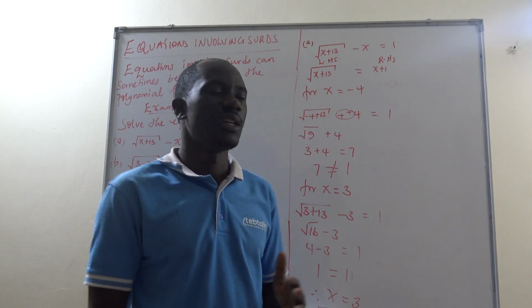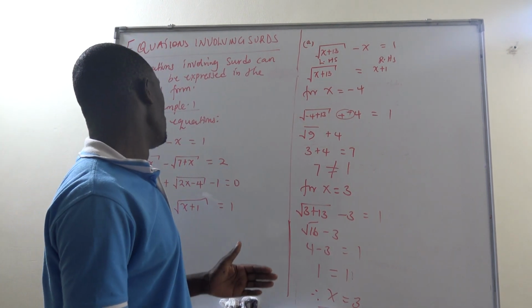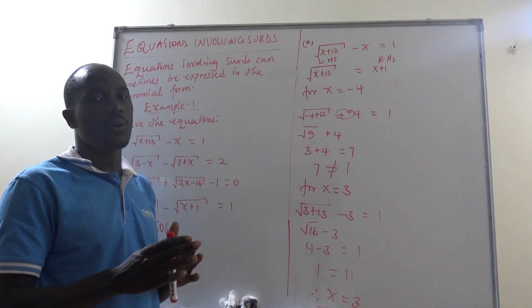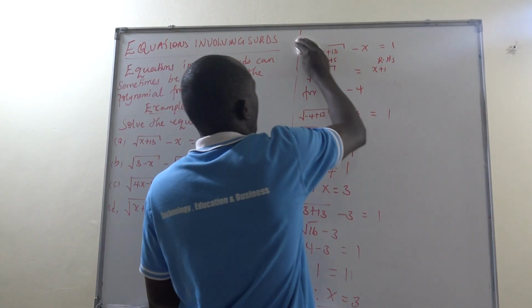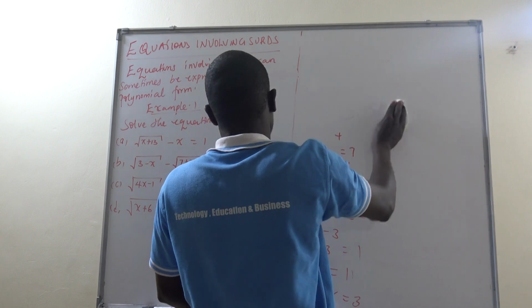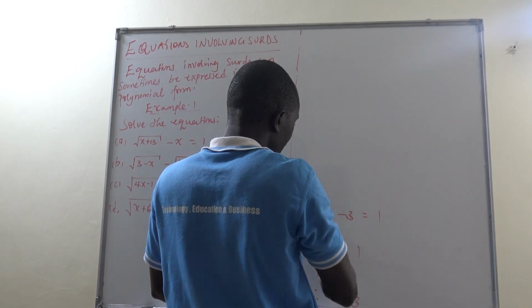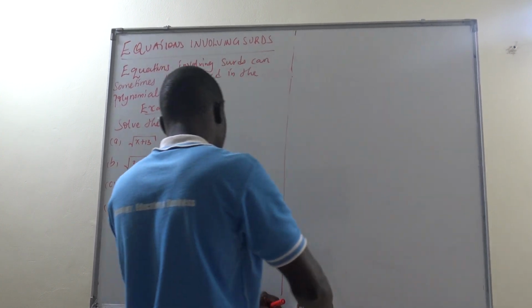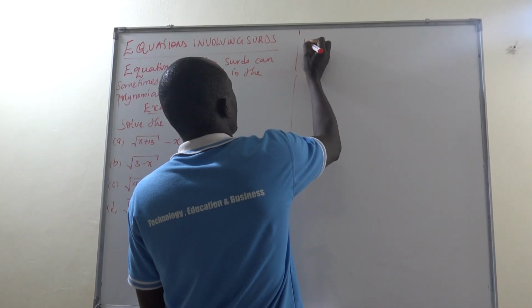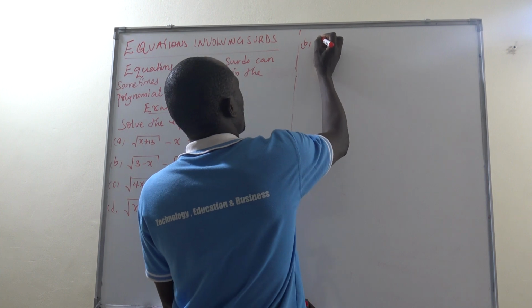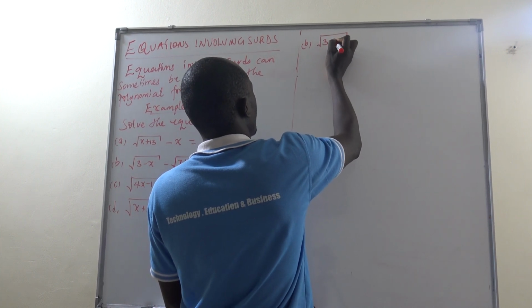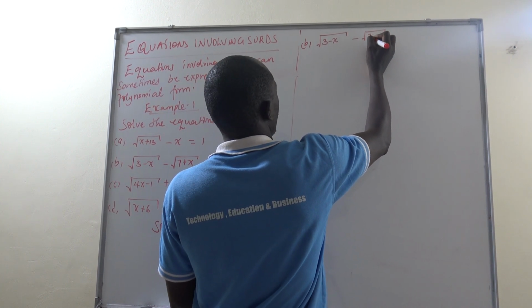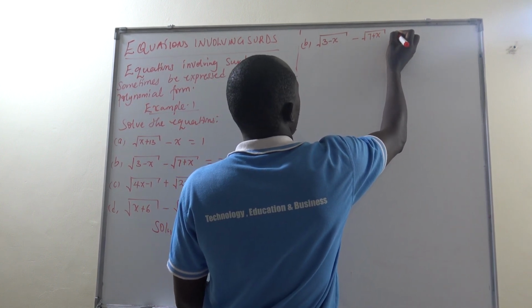So as we have seen that the first part has brought that one, we are going to move to part B. We want to get the solution for part B. We need to get the solution for part B. Let's go to part B. Part B saying root of 3 minus x minus root of 7 plus x equals 2.